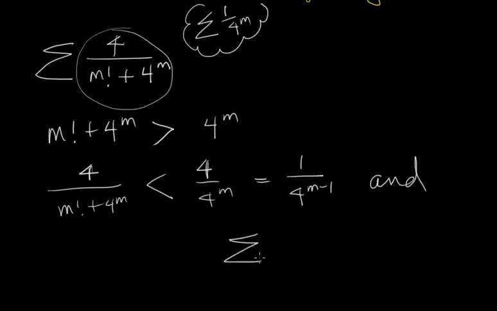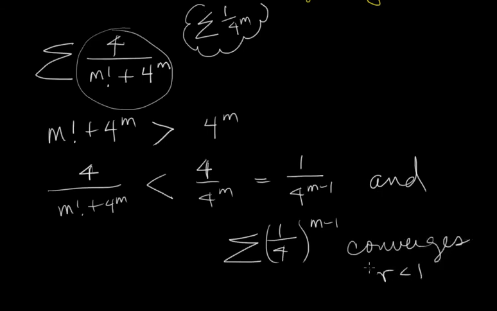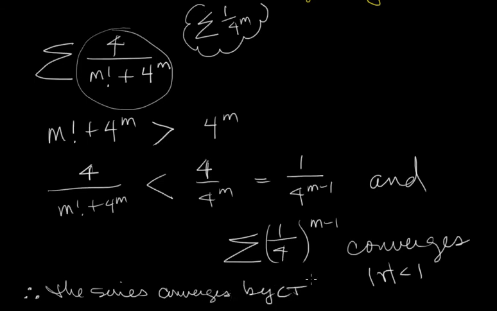And I know that sigma 1 over 4 to the m minus 1, I could put m minus 1 or m, it doesn't matter, converges. And that's because the absolute value of r is less than 1. Or I could just say r equals 1/4. So my conclusion is, therefore, the series given converges by the comparison test, and we compared it to a geometric series.